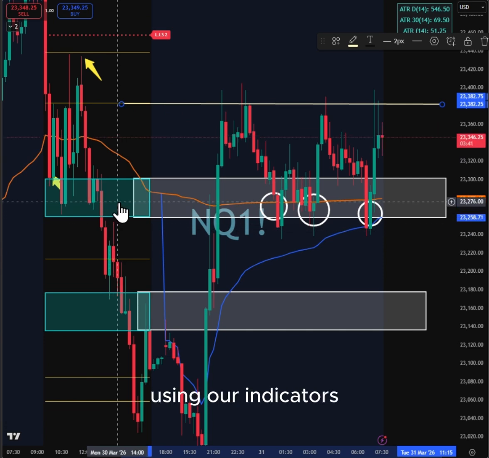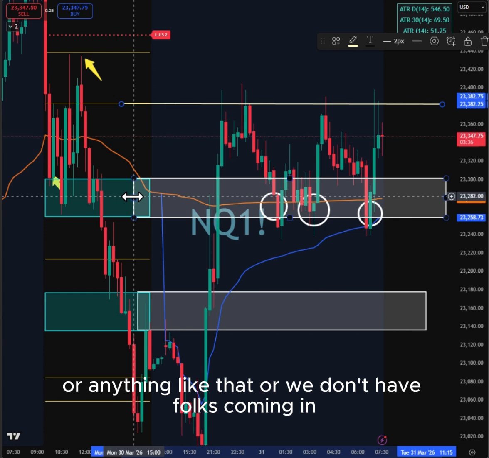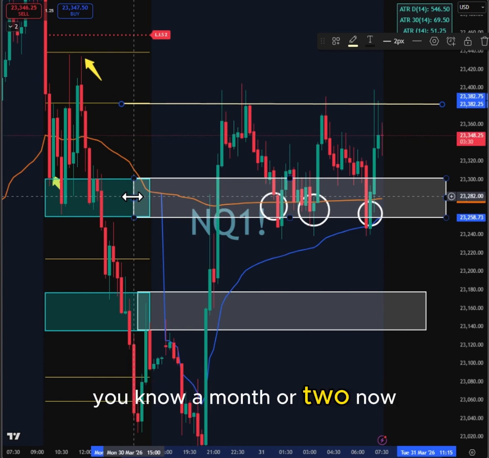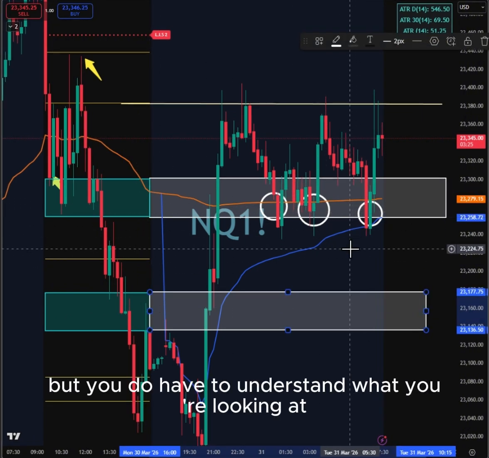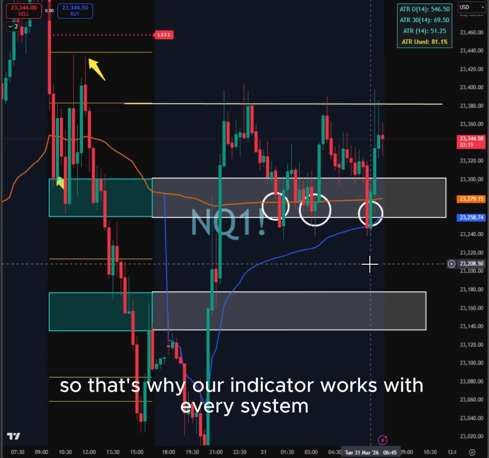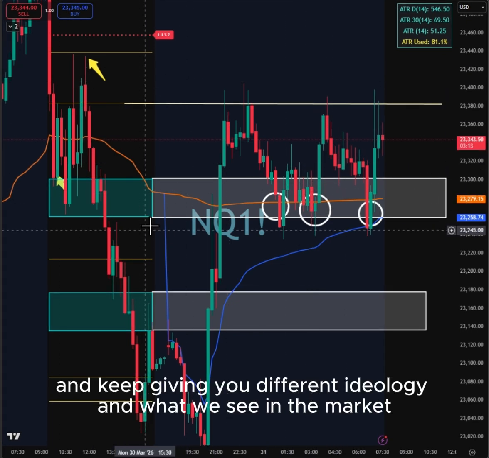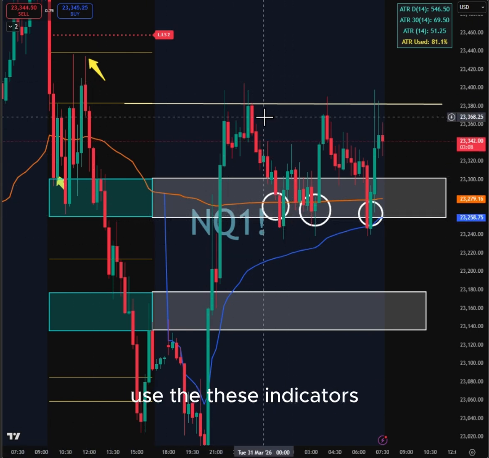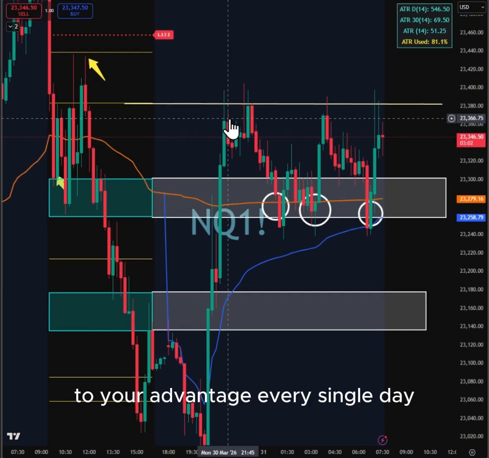So yes, using our indicators, this is why we don't market to brand new, inexperienced traders or anything like that, because you do need something. If you've been trading for a month or two, now you should understand some things about the stock market, right? But you do have to understand what you're looking at and what you're trading, all right? So that's why our indicator works with every system, and we're going to keep giving you training and keep giving you different ideology and what we see in the market so that you can basically use these indicators. It's a leading indicator. You can use it to your advantage every single day.